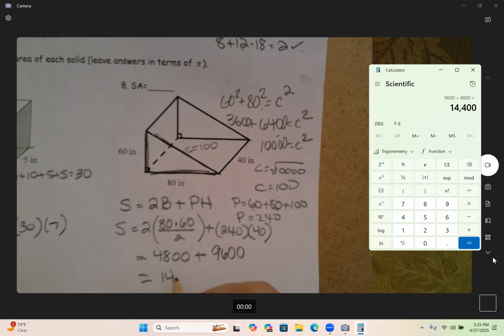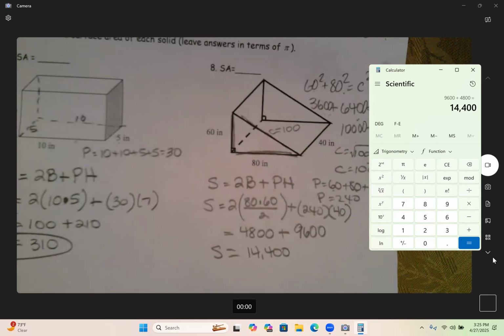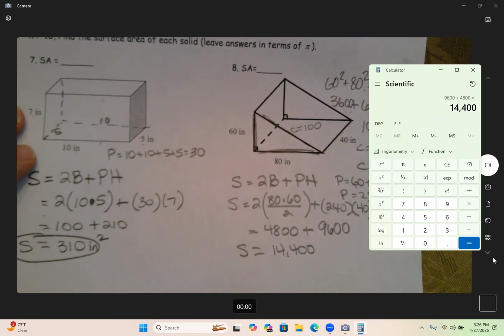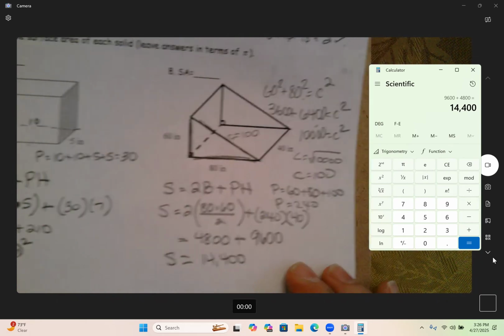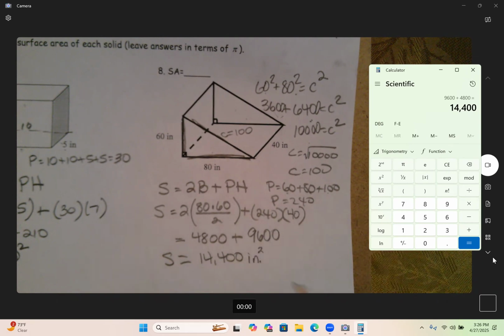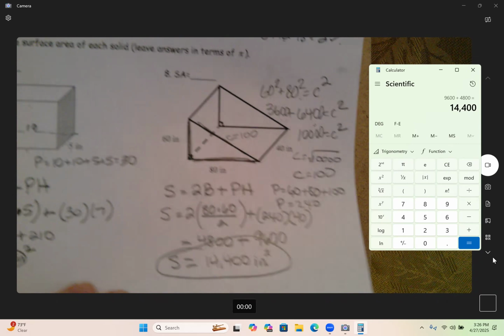Is 14,400. And I didn't realize this on the last problem either. I didn't do this. Since they did give us inches, this would be inches squared for surface area. Volume is in cubic units. Surface area is in square units. So this is 14,400 inches squared for this answer. Okay. All right, let's continue on with number 9.